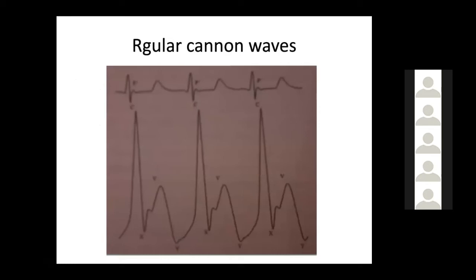Now this is what I told you are the regular Cannon A waves. See, as I already told you, the last slide which I showed was a diastolic event. Now this is a Cannon wave, which is a systolic event.